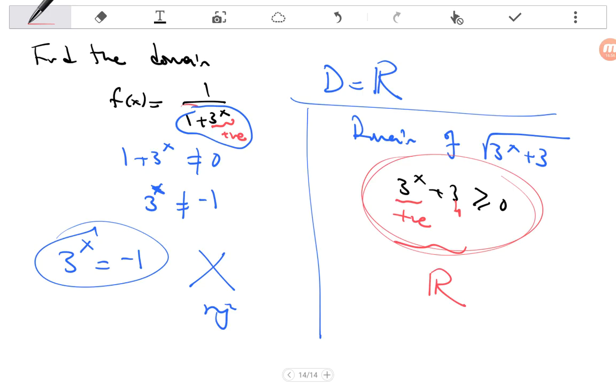So the domain will be equal to R also in this case. Why? Because we learned that 3 power x has a positive value, and adding another positive value to a positive value will give me a positive value. So definitely what is under the square root is a positive value. It would never be a negative value. So that's why the domain of this function will also be R.